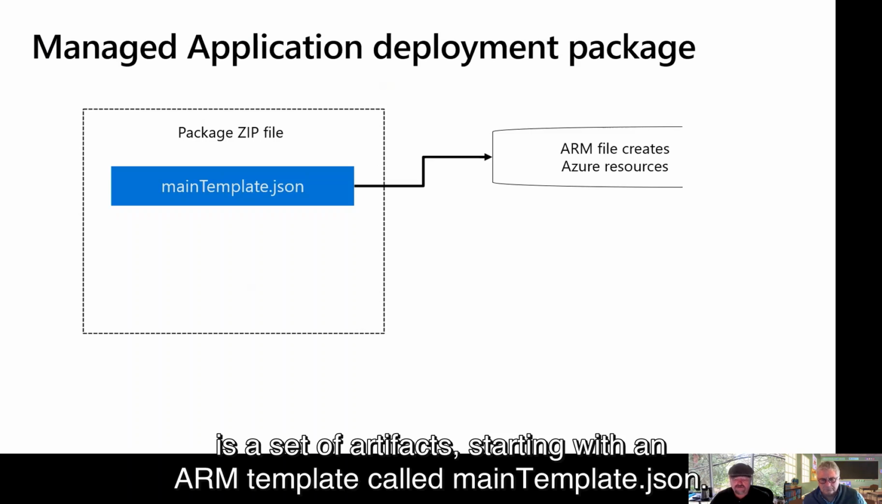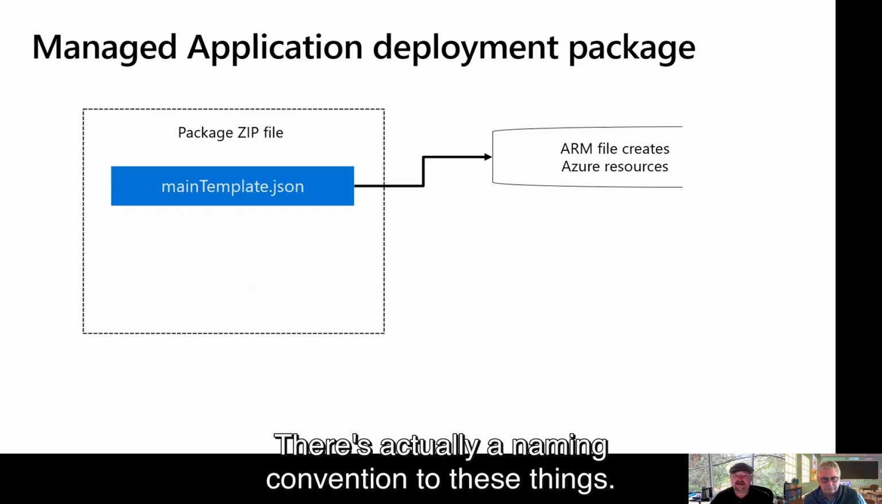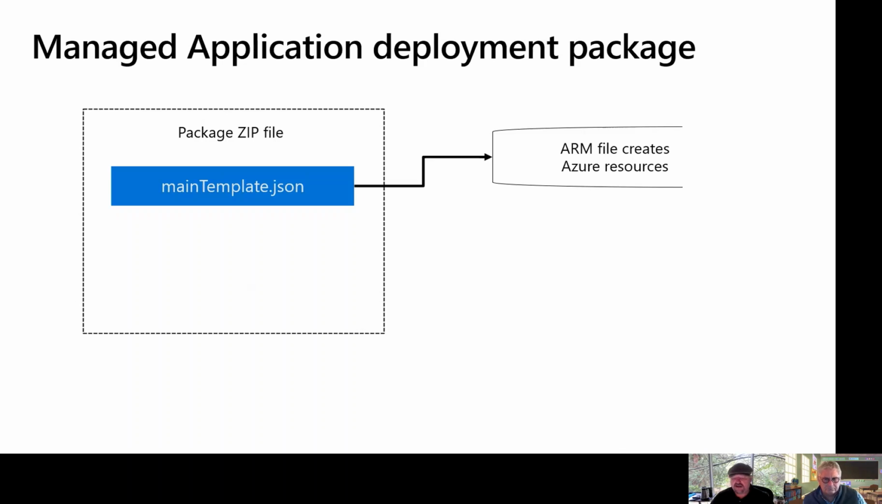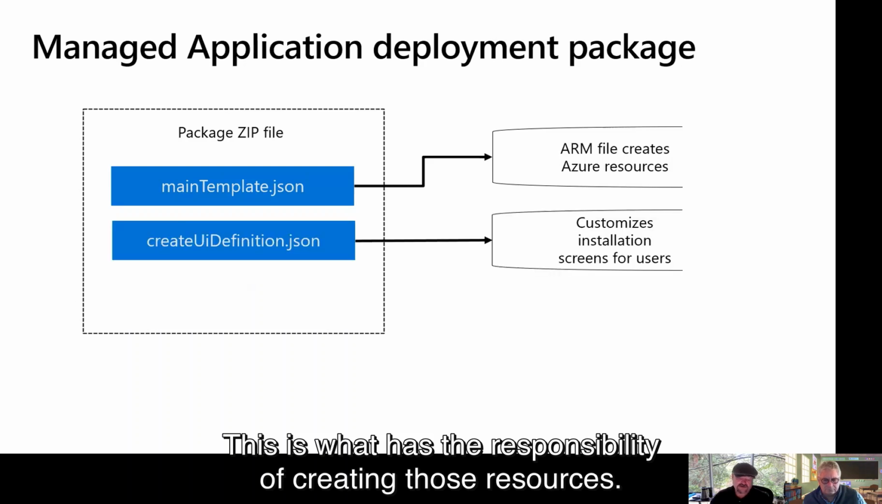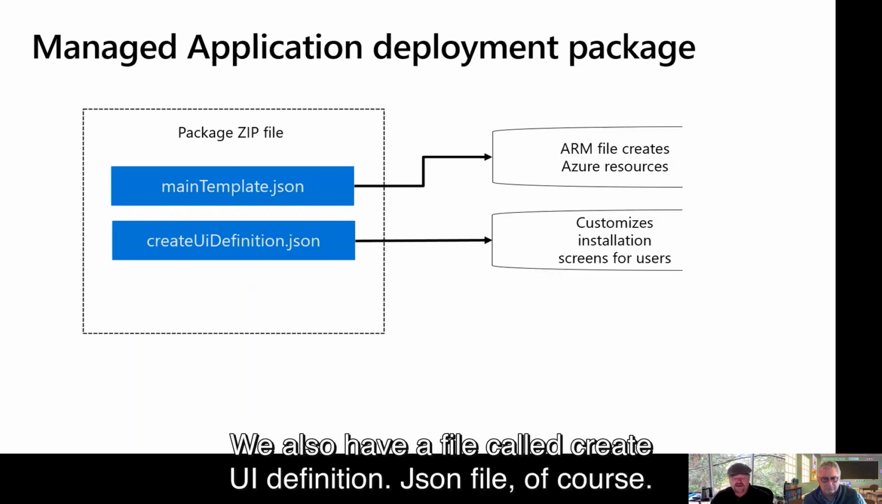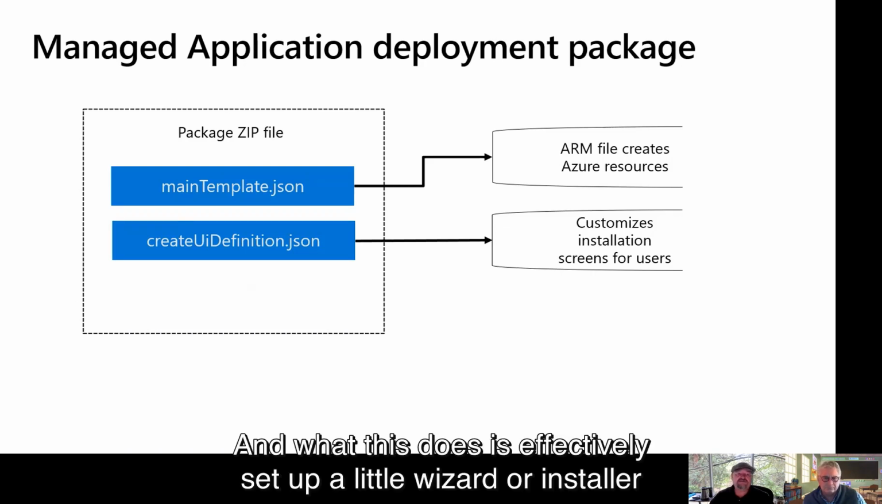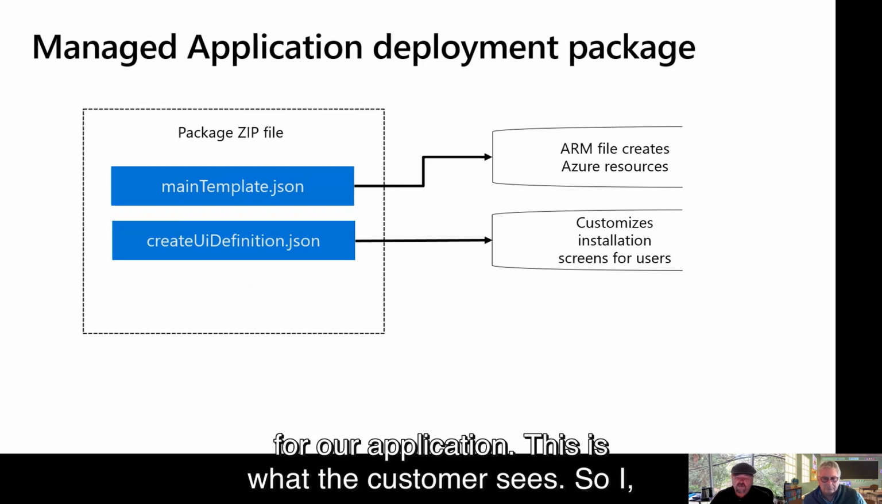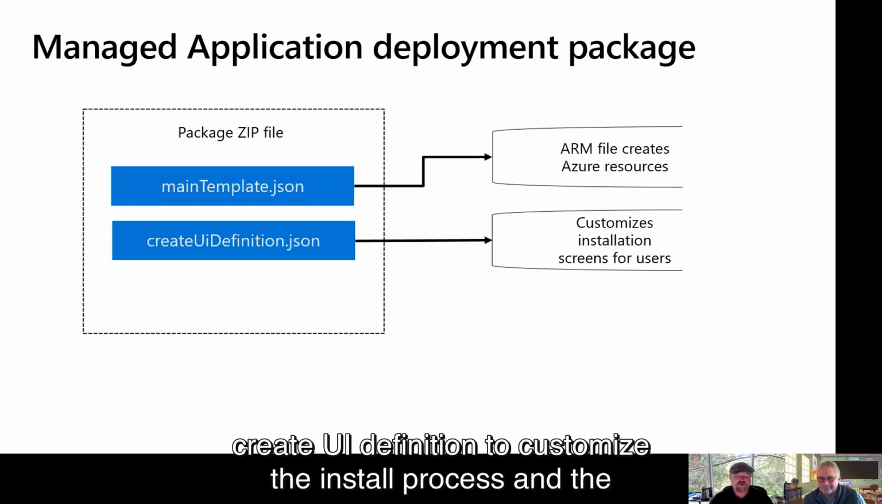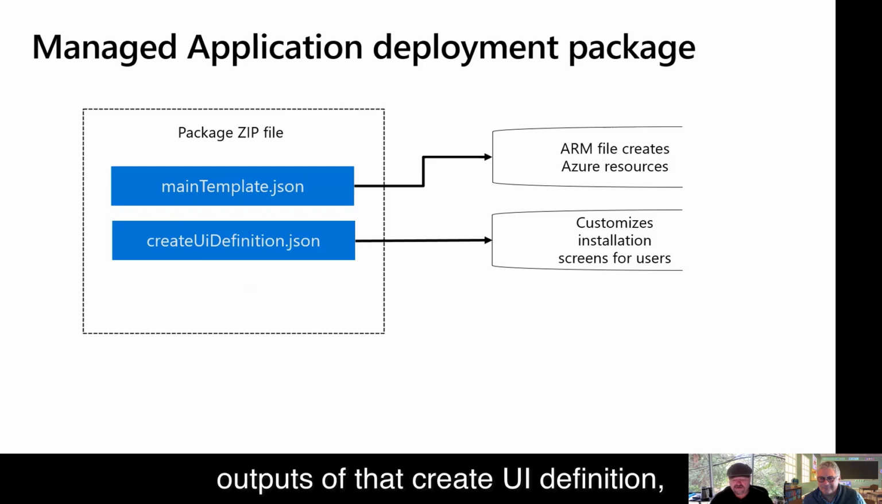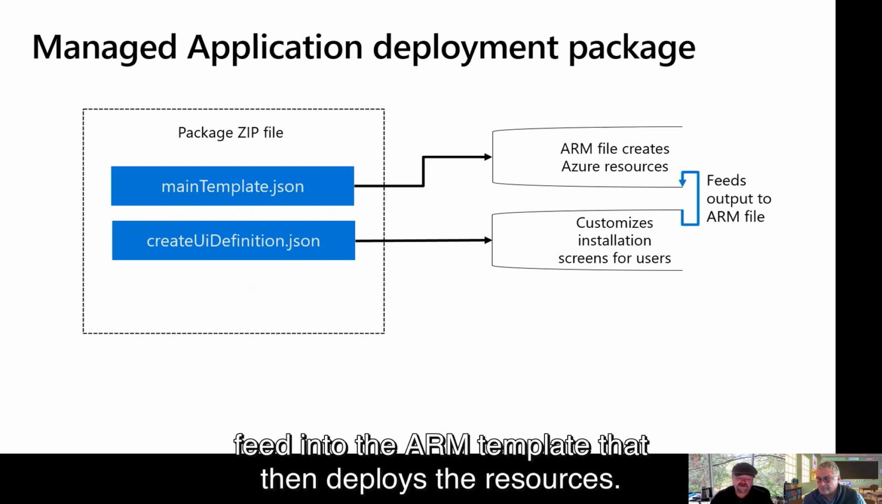But what goes into that package that we deploy and associate with each plan is a set of artifacts, starting with an ARM template called mainTemplate.json. There's actually a naming convention to these things. So we have an ARM template, which has the responsibility of creating those resources. We also have a file called the createUiDefinition JSON file. What this does is effectively set up a little wizard or installer for our application. This is what the customer sees. So I, as a publisher, can use createUiDefinition to customize the install process. And the outputs of that createUiDefinition feed into the ARM template that then deploys the resources.